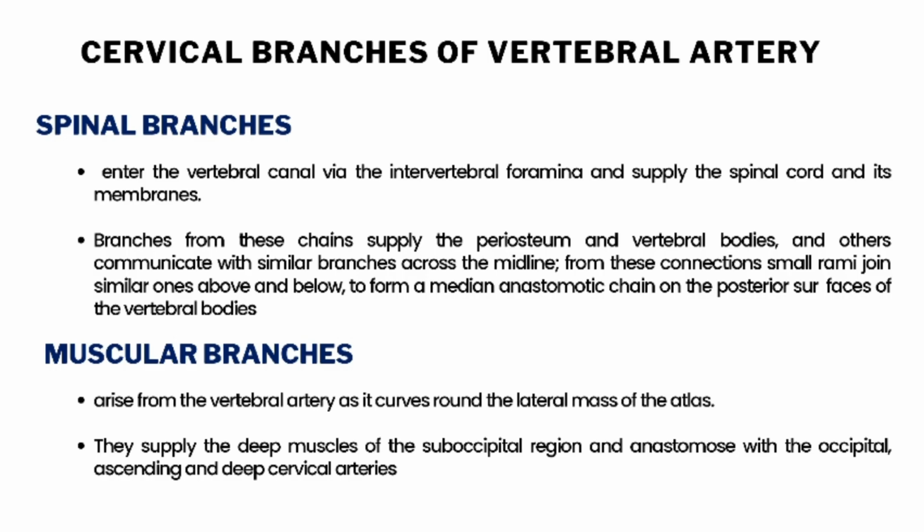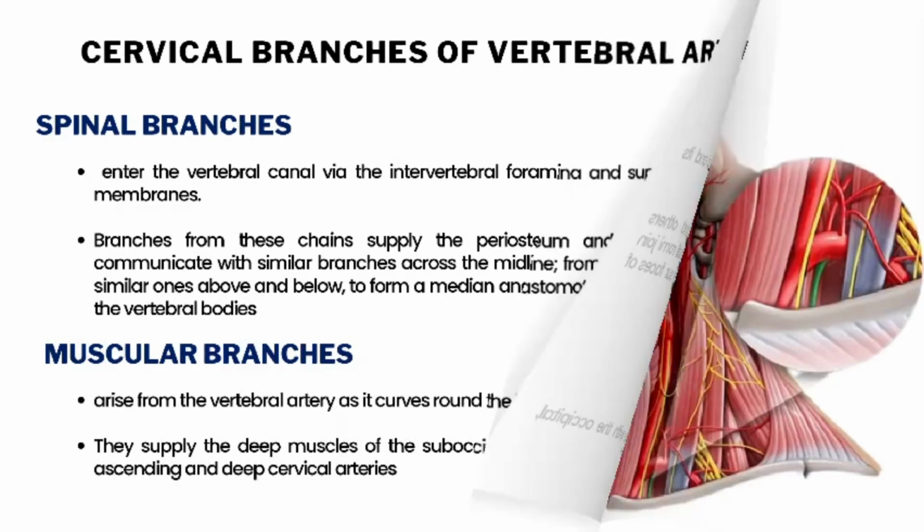The next one is the muscular branches. They arise from the vertebral artery as it curves around the lateral mass of the atlas. They supply the deep muscles of the suboccipital region and anastomose with the occipital, ascending and deep cervical arteries.